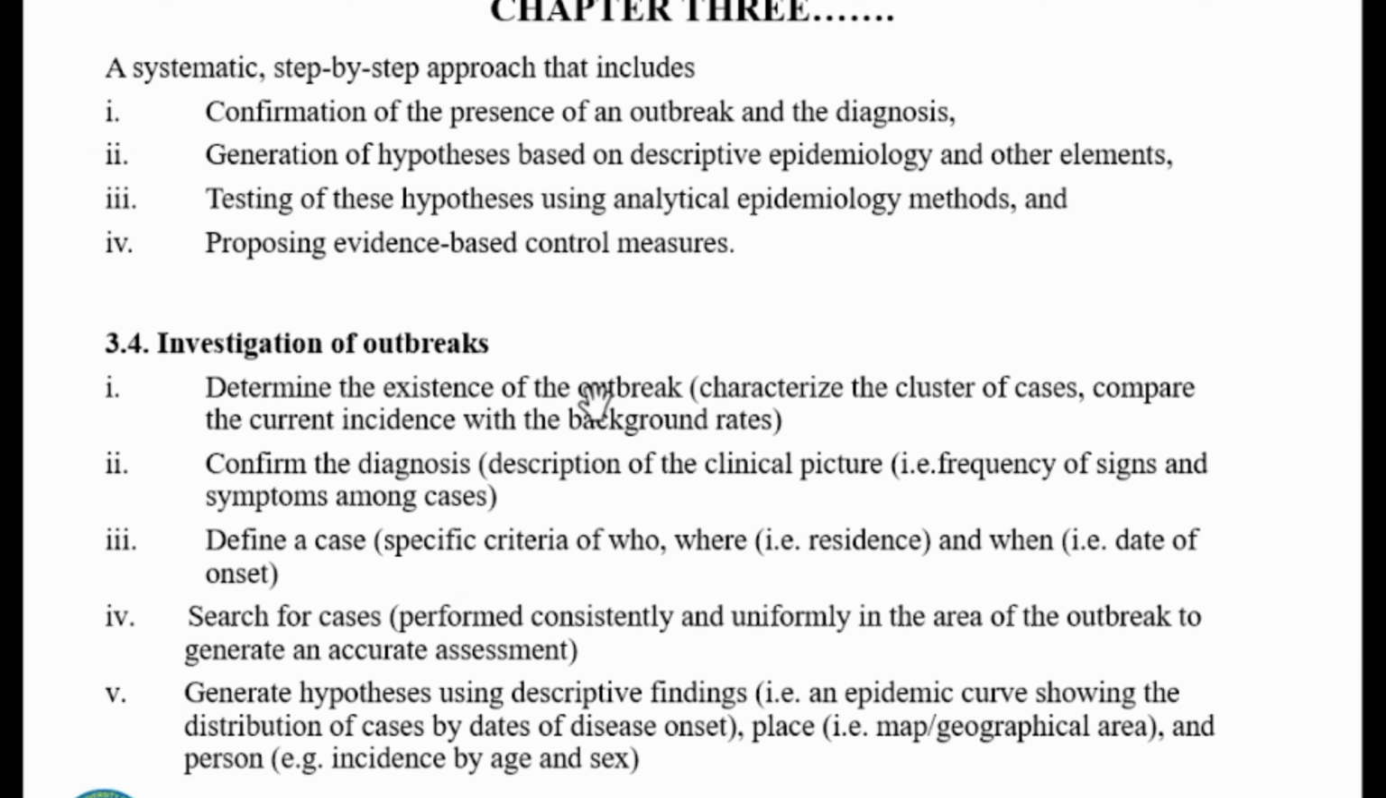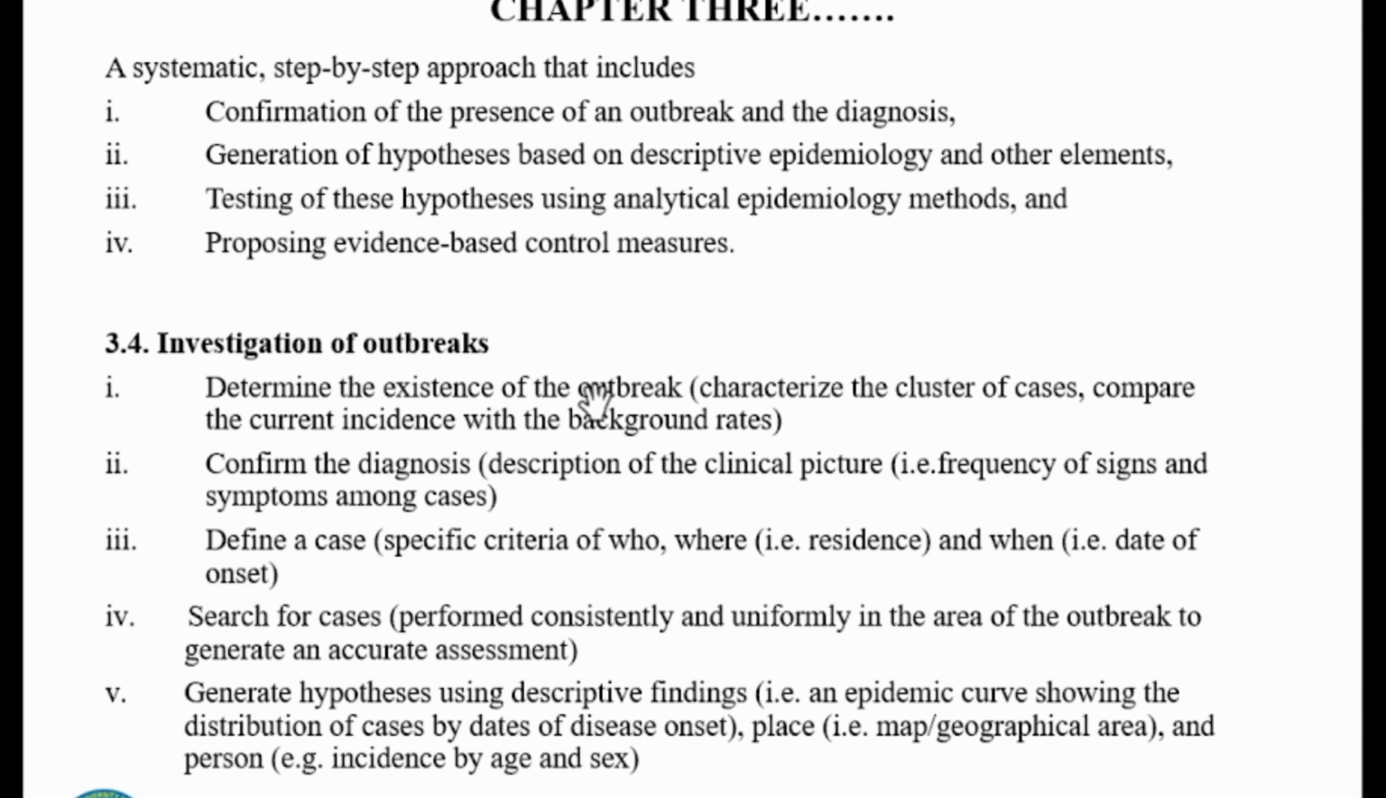So when you compare the rates, you know that it's okay. Now the rates are higher. It is 20 times more than it was in August. So that means there is an outbreak. And then confirm the diagnosis, with a description of the clinical picture and the frequency of signs and symptoms among the cases. After that, you define a case. Specify criteria. Here we are talking about descriptive epidemiology. When we talk about descriptive, that's where you have to define specific criteria.